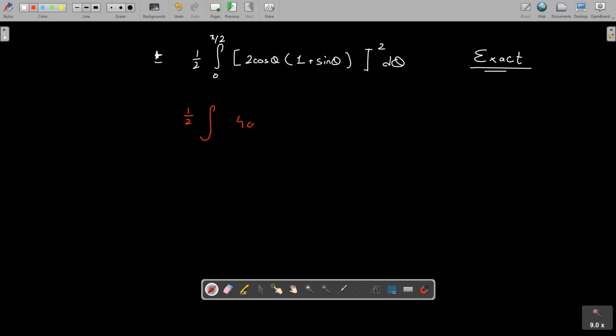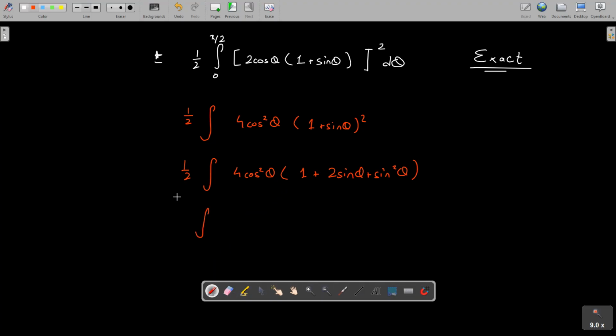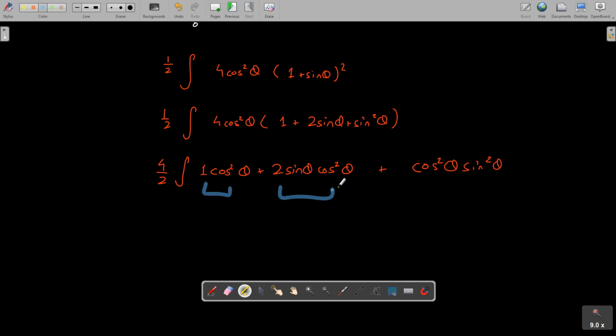So I'll just write this as 4 cos squared theta into (1 plus sine theta) whole squared. And then just expand this even more. So this will be 4 cos squared theta (1 plus 2 sine theta plus sine squared theta). And one more time, expansion needed. I'll just take 4 as common, by the way. So take 4 as common, this will become 4 by 2, and yeah, 1 cos squared theta plus 2 sine theta cos squared theta plus cos squared theta sine squared theta. So yeah, we have to solve this, this, and this.